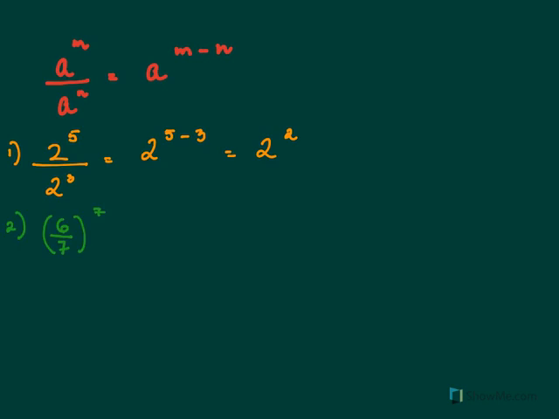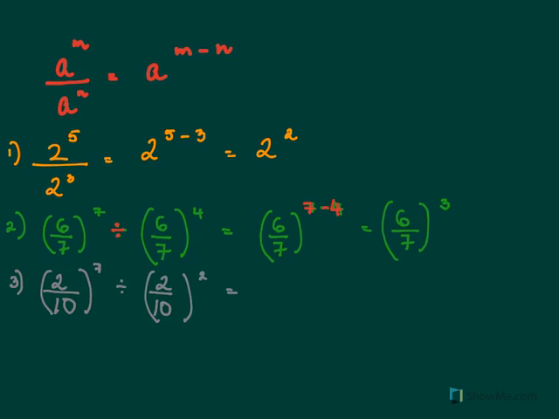For the next one, 6 over 7, the whole raised to 7, divided by 6 over 7, the whole thing raised to 4. Now that is division. The 6 over 7 is the base, so the powers will be subtracted. The powers are 7 minus 4, so it will be 6 over 7 raised to 3. Because there is division here, the powers are subtracted.